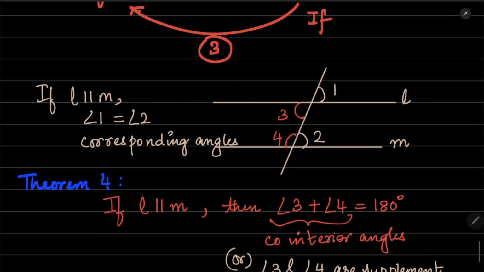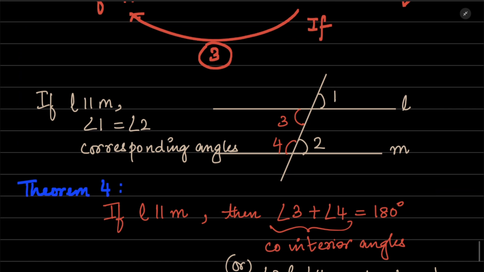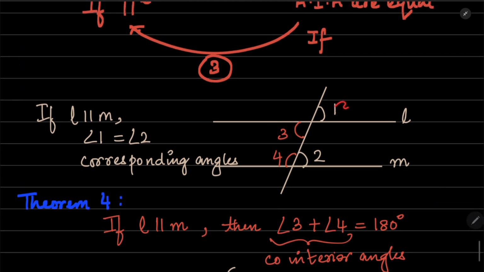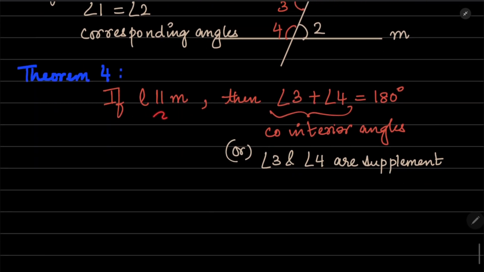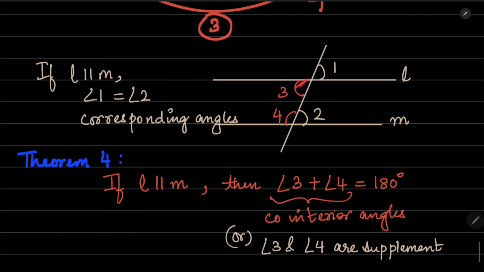Now, before we start the 4th, you should always remember that if two lines are parallel, then the corresponding angles are always equal. This is not given as a theorem as such, but it is also something you have to remember. The fourth theorem is that if L and M are parallel, then the sum of the co-interior angles, or consecutive interior angles, is always 180 degrees, or you can say the angles are supplementary to each other. So this is your theorem number 4.